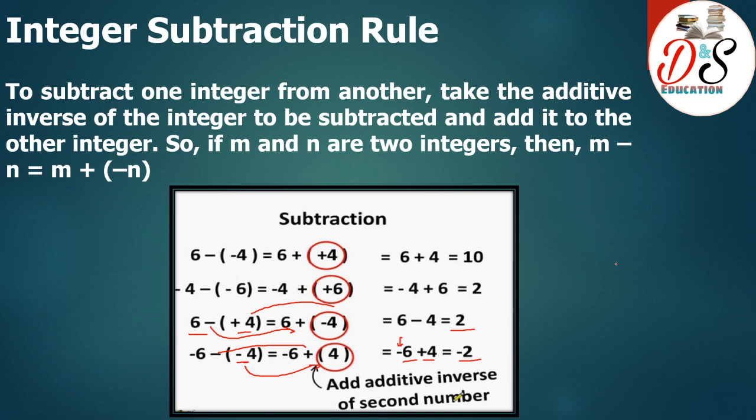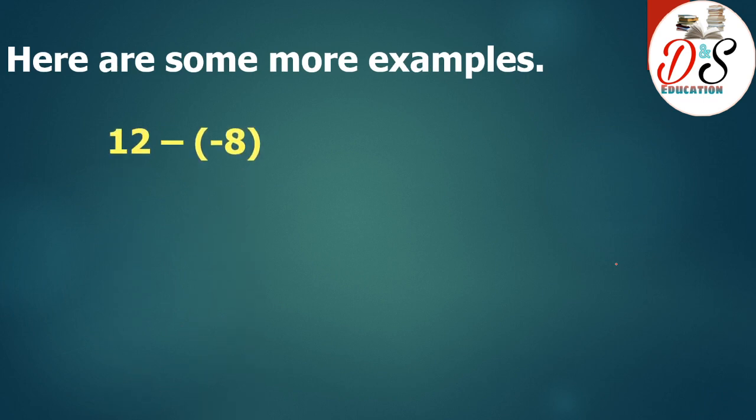Let's discuss some more examples. Okay, we have a question: 12 minus 8. So we have a positive integer and a negative integer. We do not have to do anything to our first integer. First we have to take the additive inverse of minus 8, that is plus 8. Additive inverse of minus 8 is plus 8. And we are changing this negative sign to the positive. Now we have two positive integers.